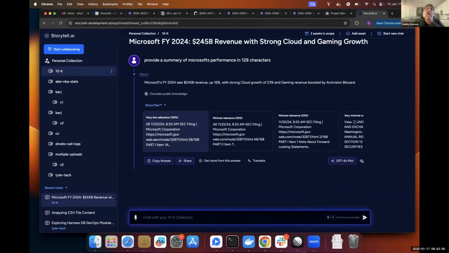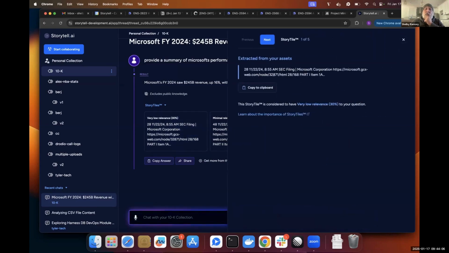What is here would display the summary. The relevance will be more accurate than what it is today. And then when they click on it, instead of just seeing this one chunk, they would see the related chunks that actually comprise the storytelling.